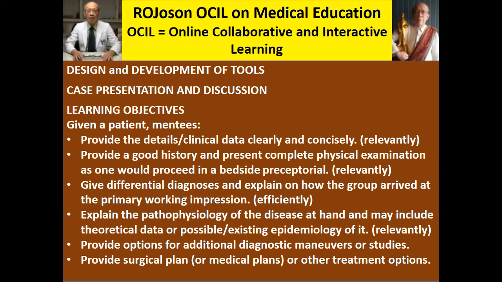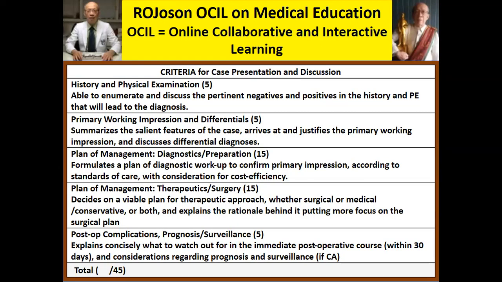So this is the criteria formulated for the case presentation and discussion: history and PE with some explanation, 5 points; primary working impression and differentials, 5 points; plan of management in terms of diagnostics and preparations, 15 points; plan of management in terms of therapeutics and surgery, 15 points; and then post-op complications in terms of prognosis and surveillance, 5 points.